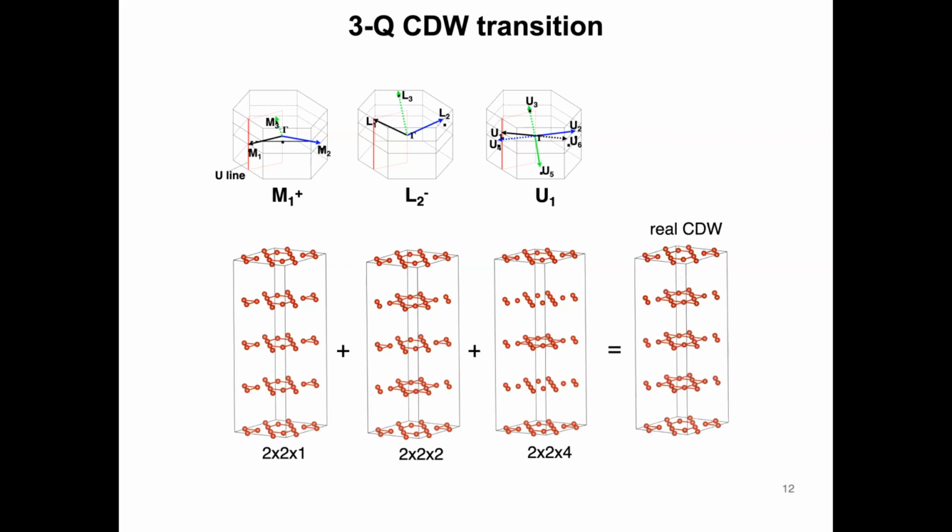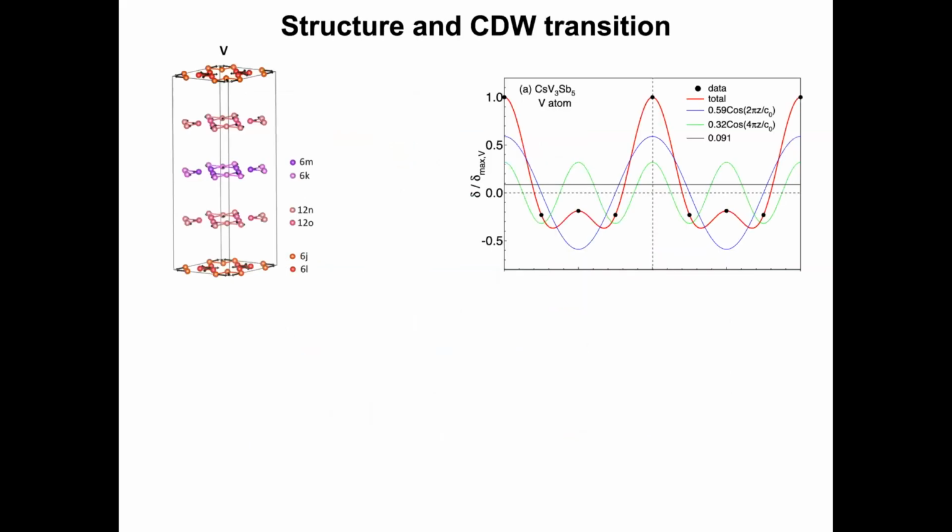There is no crystallographic vector that brings one onto the other, so it has more degrees of freedom. And the real structure, it turns out, is a combination of these distortions with different amplitudes. It can be constructive, can be destructive interference, but it's quite complicated.